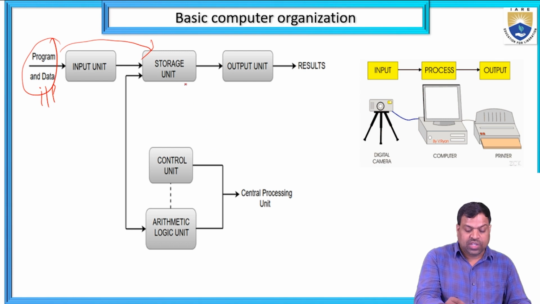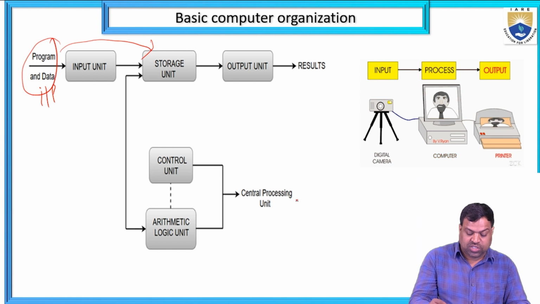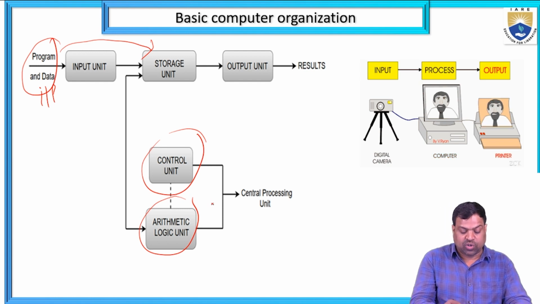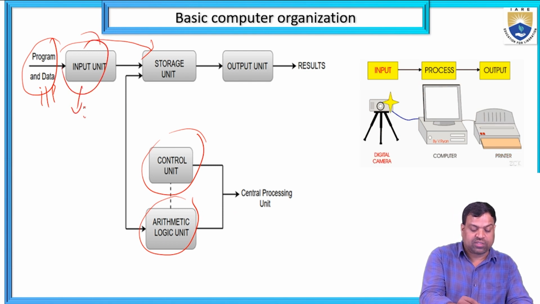In the CPU, the arithmetic logic unit and the control unit are there. The control unit controls all the input and output operations and the CPU. The arithmetic logic unit performs arithmetic and logic operations on the input data.